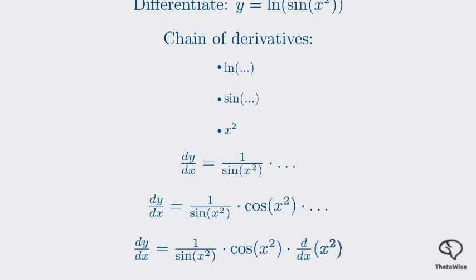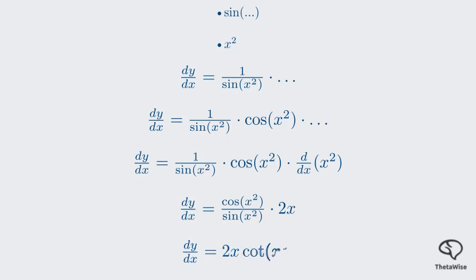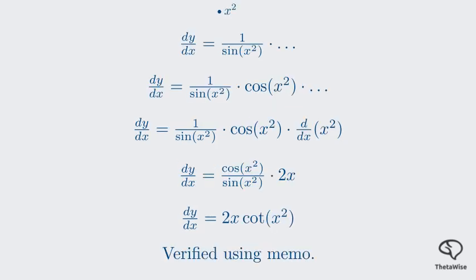We multiply by 2x. Putting it all together, we get dy/dx equals cosine of x squared over sine of x squared multiplied by 2x. Recognizing that cosine over sine is cotangent, we can simplify this to our final answer. dy/dx equals 2x cotangent of x squared, which is consistent with the memo.